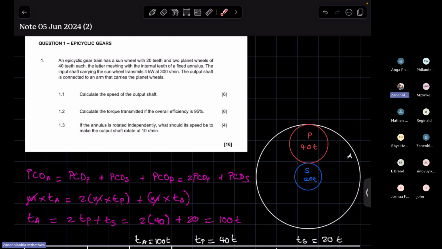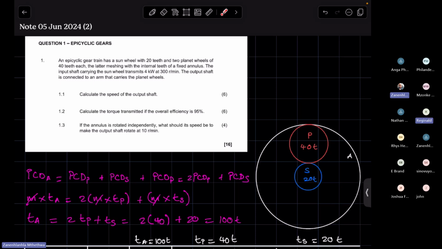To say that again: the statement says the input shaft carrying the sun wheel. Essentially, that means the input shaft has been fitted onto the sun wheel, or the sun gear. It transmits 4 kilowatts at 300 revs per minute. So if the input shaft is rotating at 300 revs per minute, the sun gear is also rotating at 300 revs per minute. Why? Because the input shaft has been fitted onto the sun gear. Are we in agreement here?